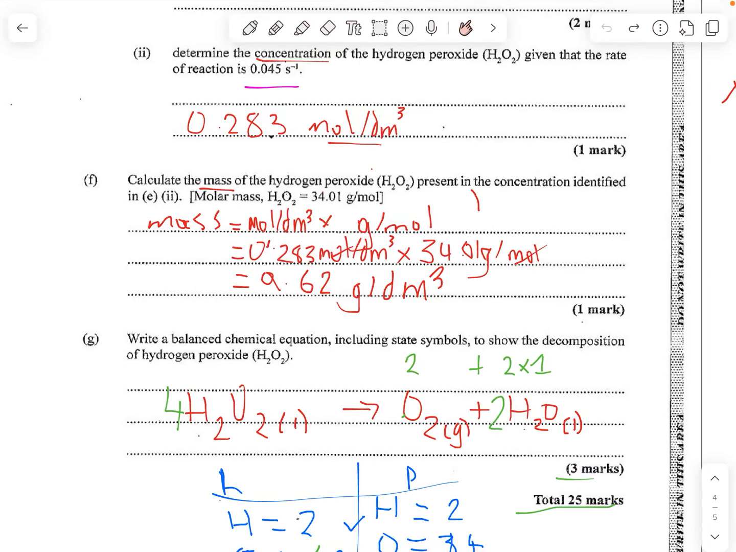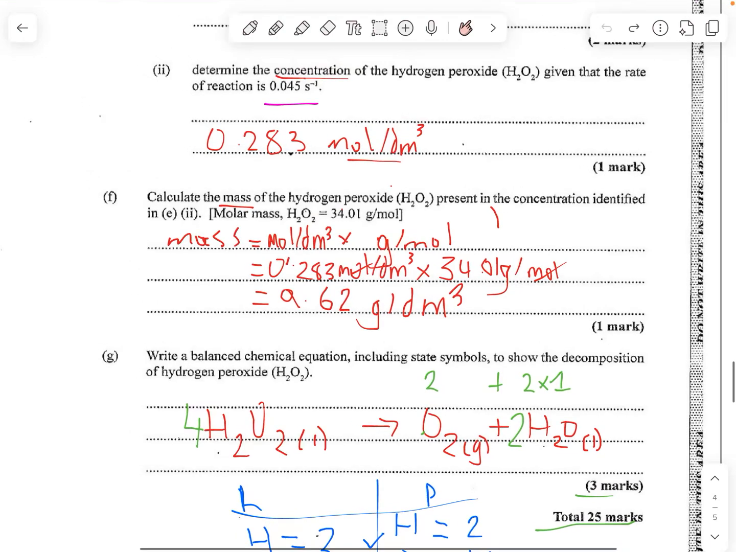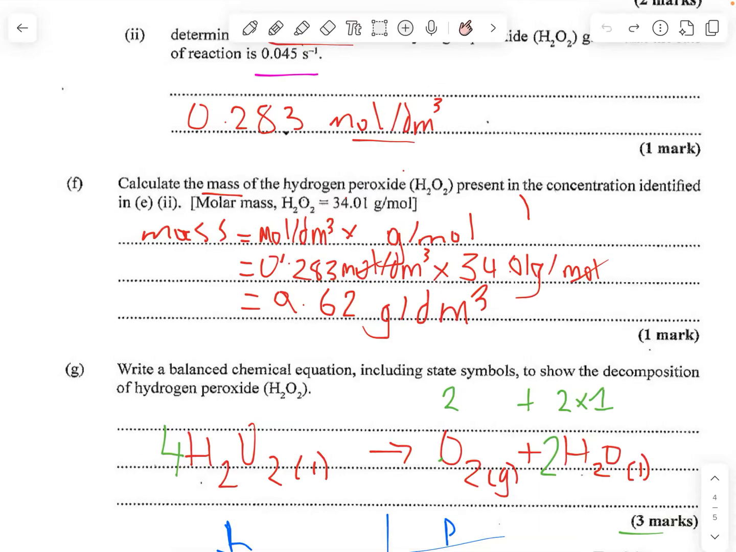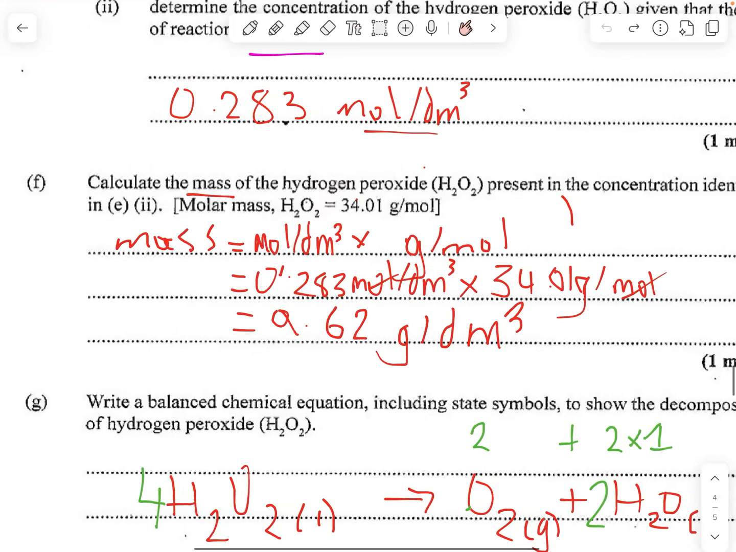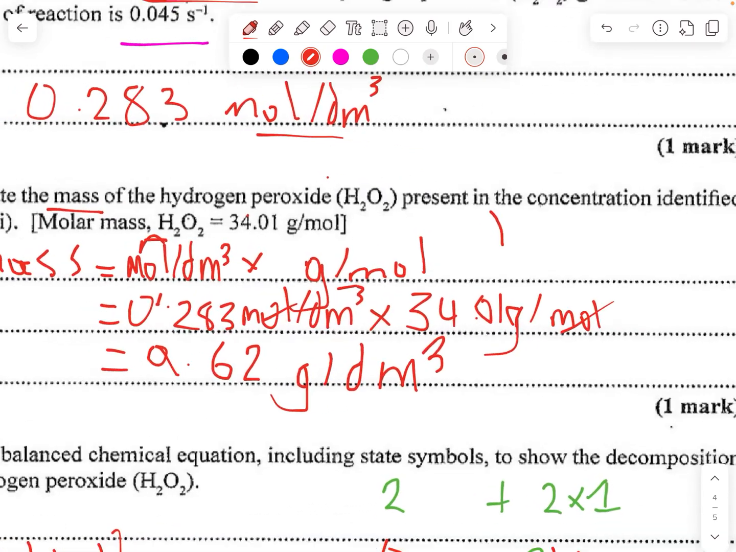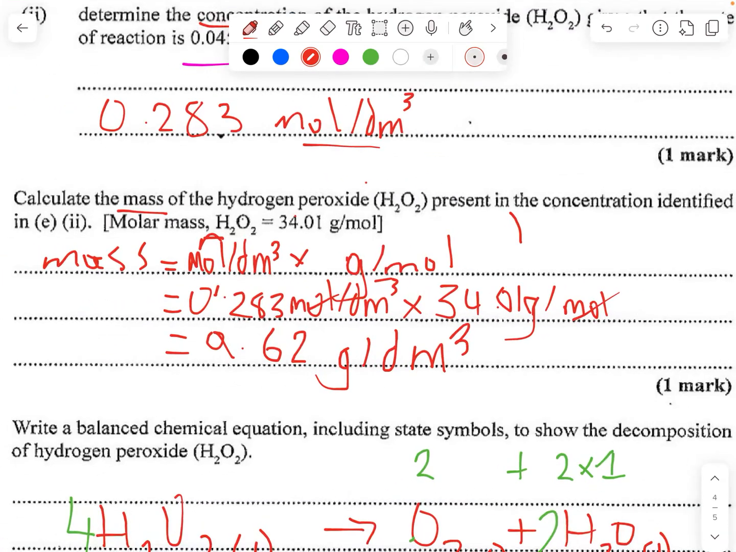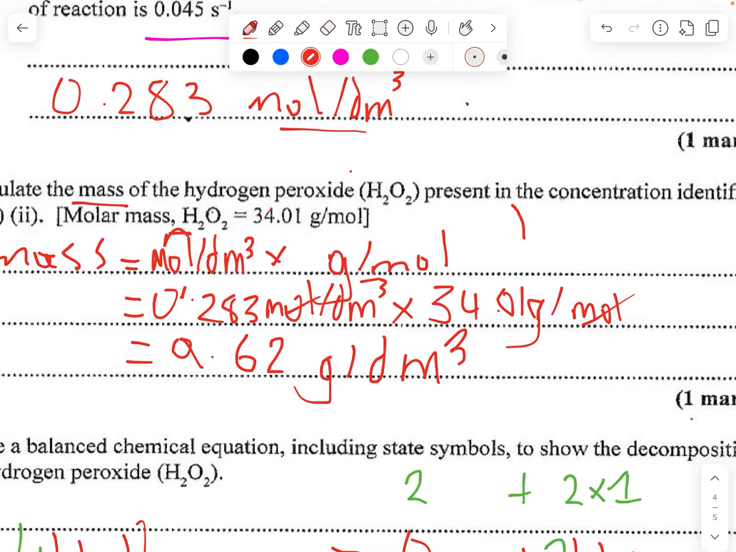Continue, to calculate the mass of hydrogen peroxide, we're simply going to do the concentration times the molar mass. That's what I have here. So this is concentration, and this is molar mass. So we multiply the values. We got 0.283 mole per dm cube times the molar mass of hydrogen peroxide, and we get 9.62 gram per dm cube. So the mole would cancel the mole, and we're left with gram per dm cube. So that's how we get that unit there.